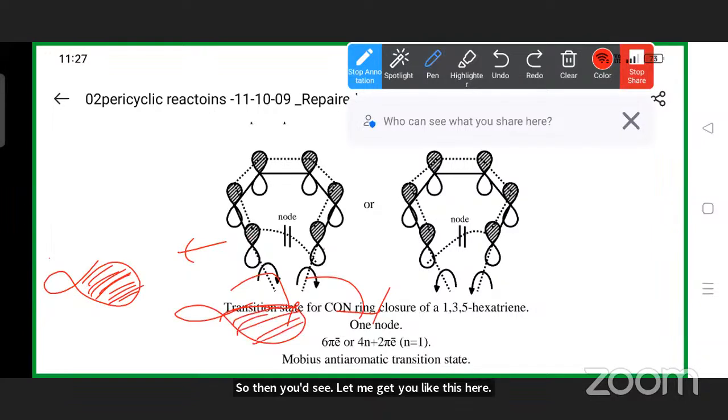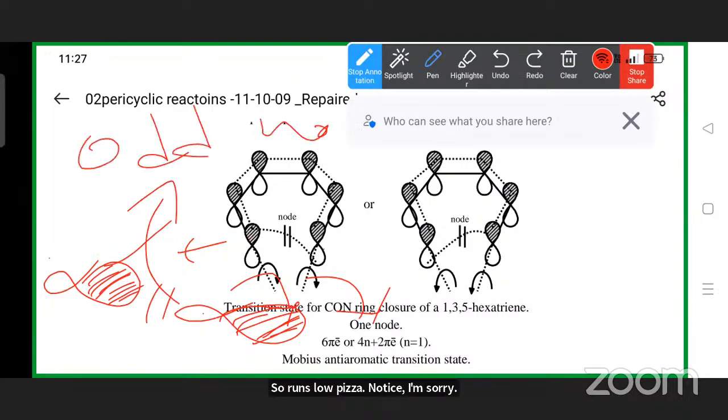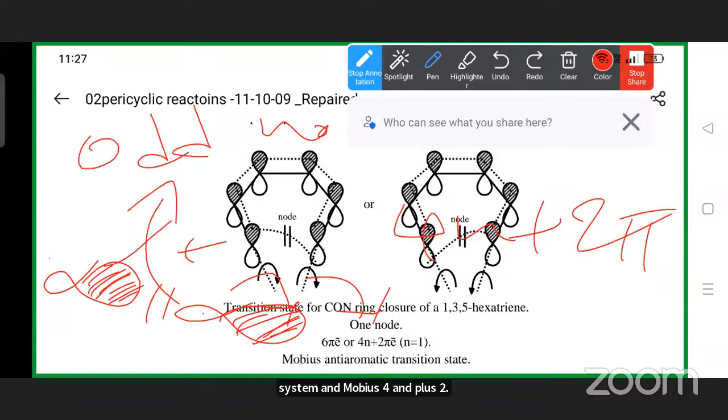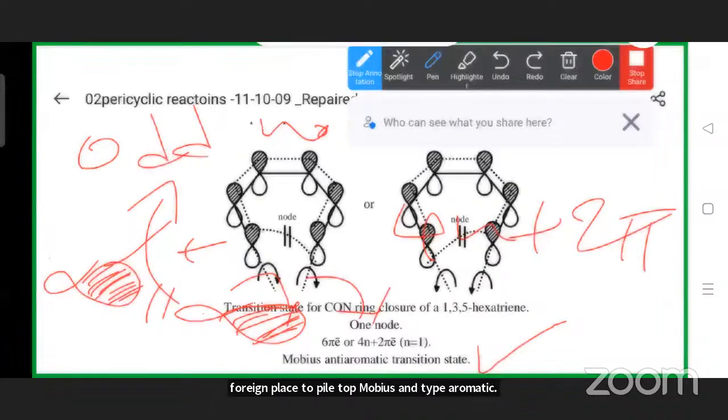So what happens here? The filled one, it is unfilled, so one lobe is observed, sorry, one node is observed here. One node means odd number of nodes. Okay, odd node means it comes under the Mobius system, and Mobius 4n plus 2, right? 4n plus 2 pi electron system is a Mobius anti-aromatic transition state, right? Mobius anti-aromatic transition state.